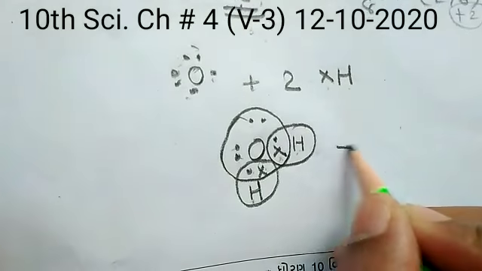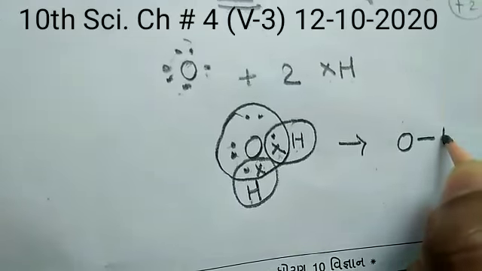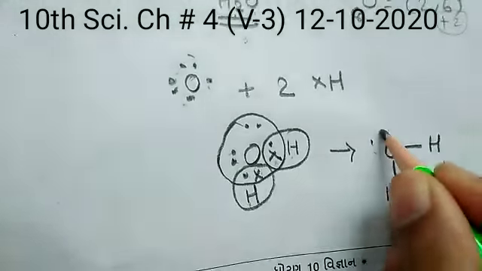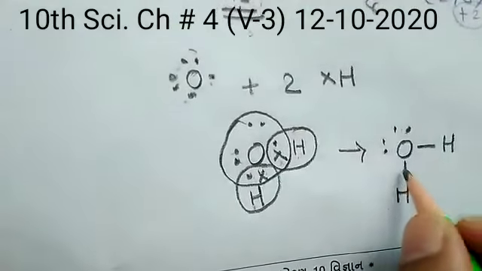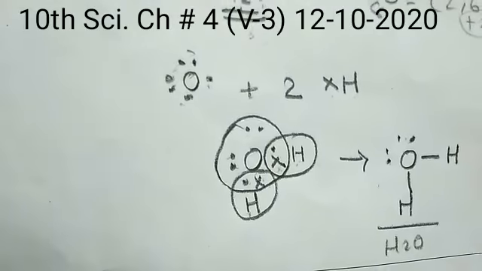So what will it form? It will form like this. Oxygen is present with one covalent bond to H, one covalent bond to H, and here 4 electrons are present with the oxygen, right? Like this, the water molecule has formed. Understood this one?